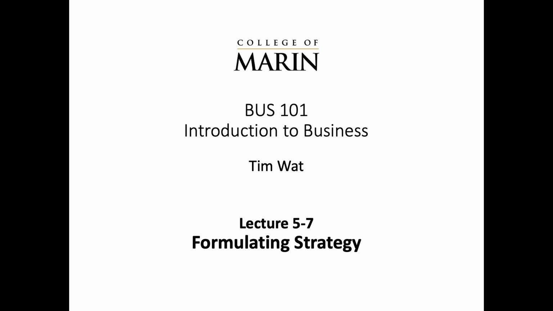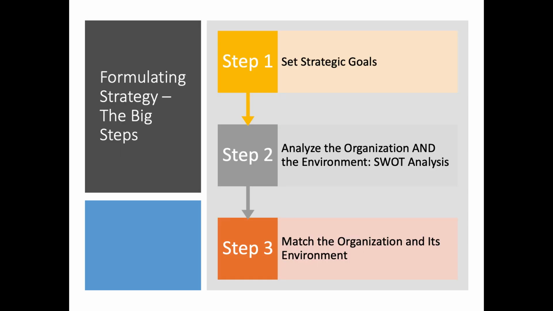Well, as you can see from this slide, formulating strategy, at least in broad brush strokes, is about 3 steps. The first step is establishing your organization's strategic goals. Where do you want to go? And step 2, analyze the organization and the environment, and that is something we'll talk about. A tool that we use for that typically in business is called SWOT analysis. More on that in a couple slides.